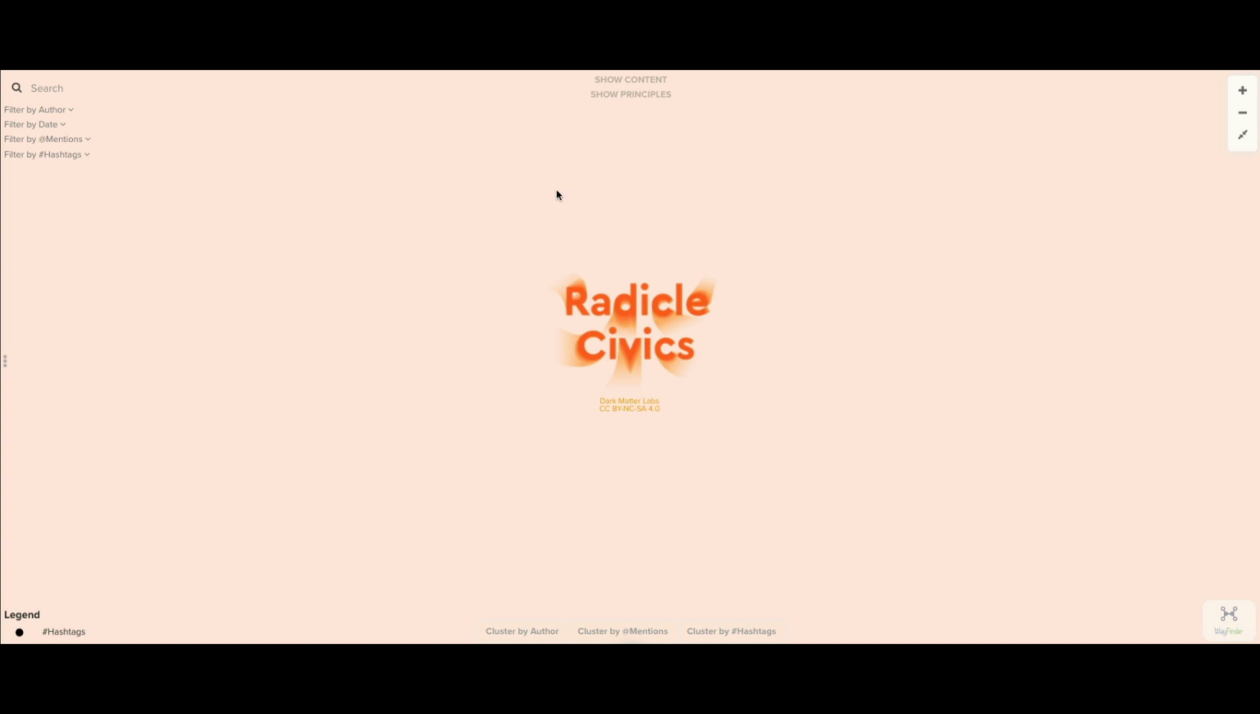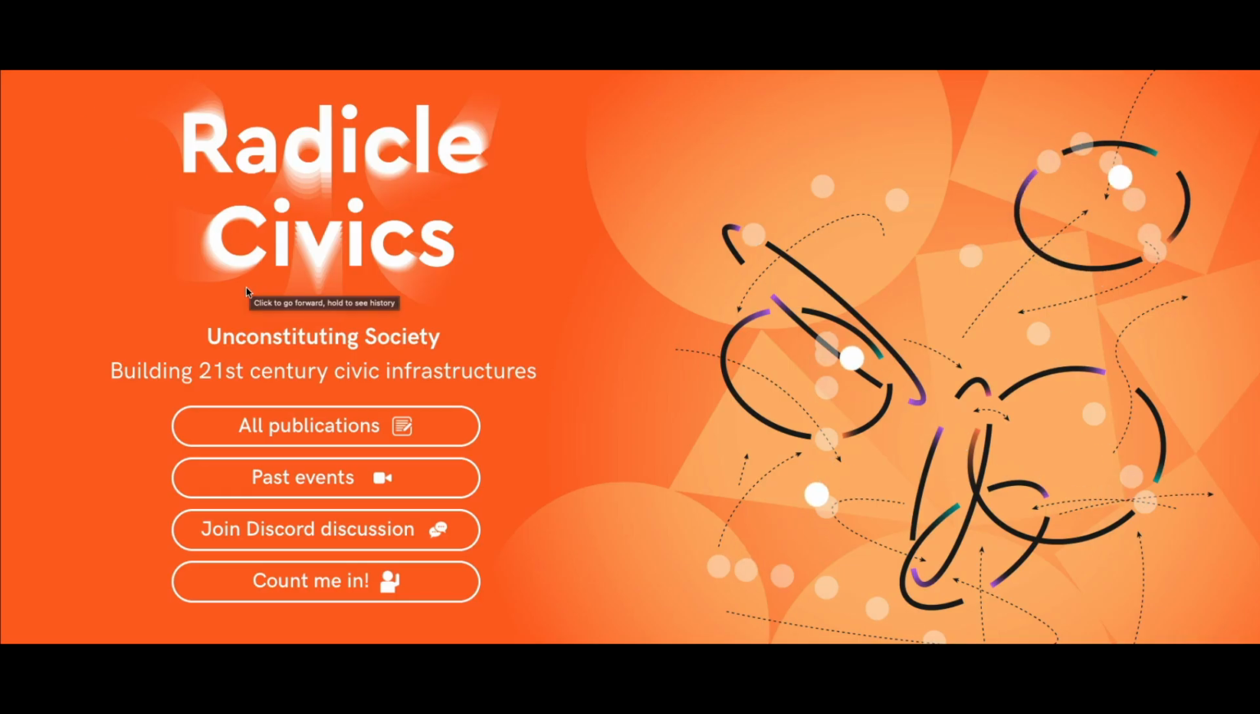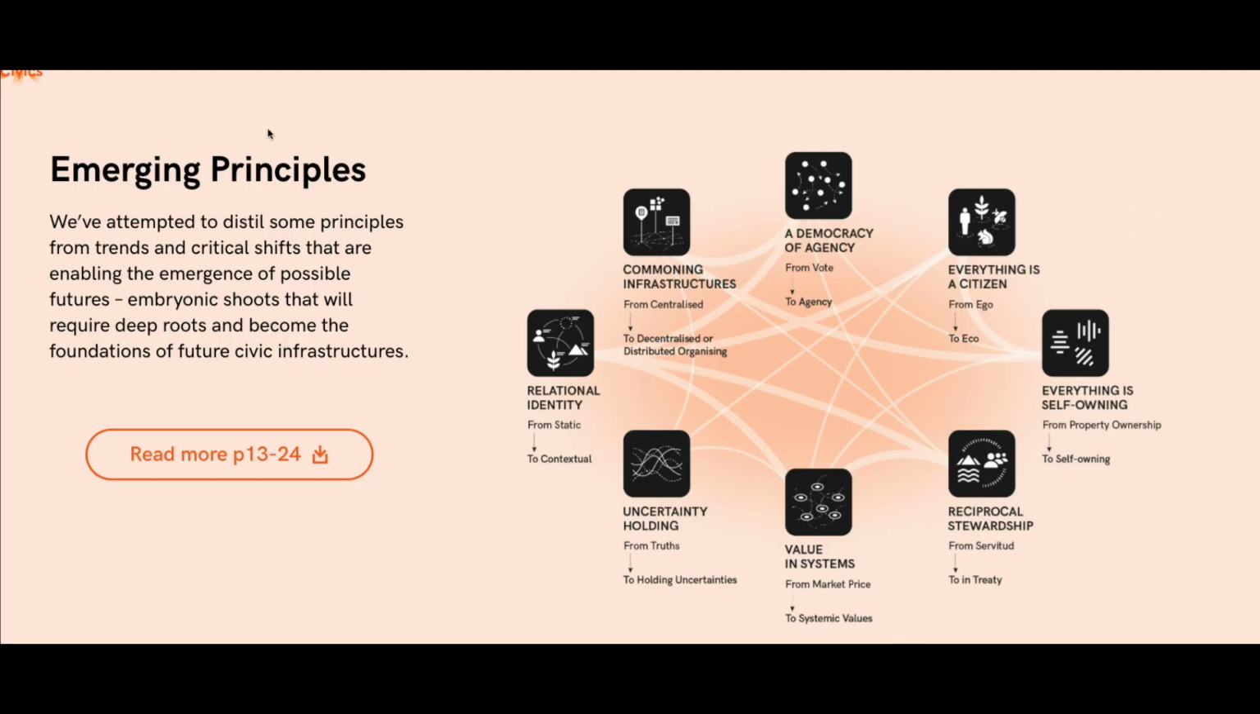So let's start with another canvas here, and we're going to model it on some principles from Radical Civics and Dark Matter Labs. And so if we look at what they're up to, they're looking at building 21st century civic infrastructures. And typically they've come up with some principles to guide the innovation and experimentation to try to bring these infrastructures to life. So they've got a set of principles. This is very common. The question though is actually, how do you action these?